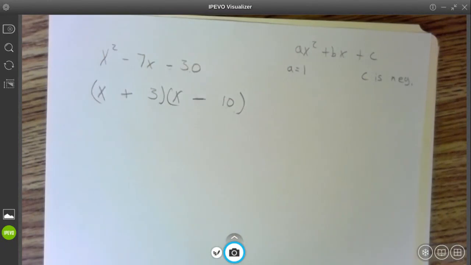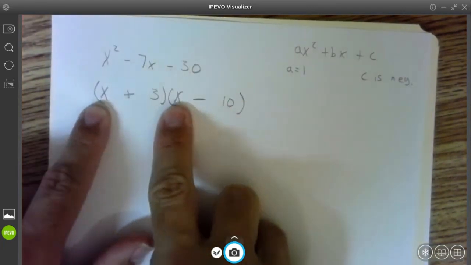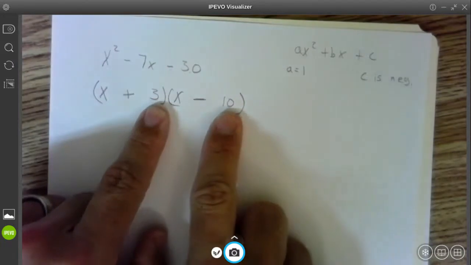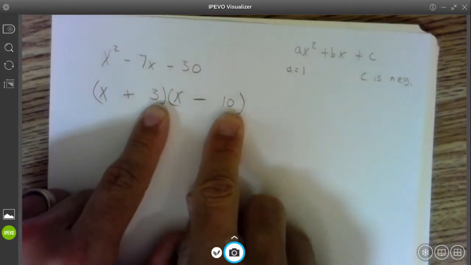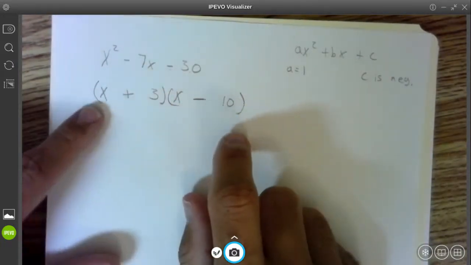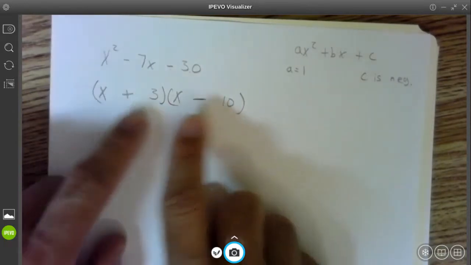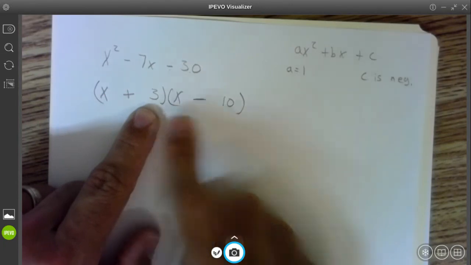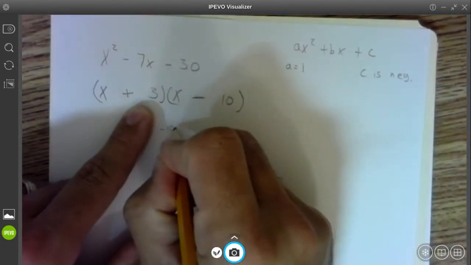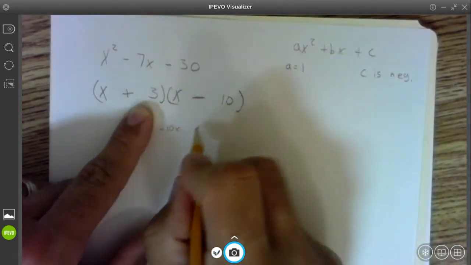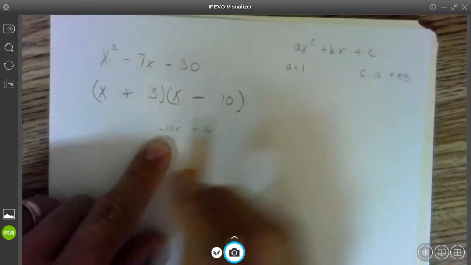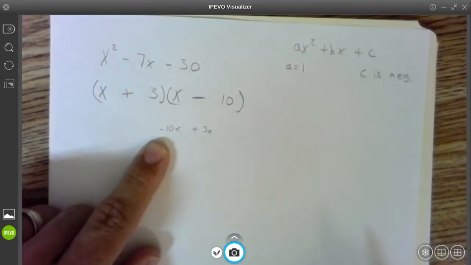So again, think about what it would look like if you multiplied this thing back out to get this original. That's your x squared. 3 and negative 10, that's your negative 30. Now to get the negative 7, we get that from doing negative 10 times x and positive 3 times x. Negative 10x and positive 3x. That's where the negative 7x comes from in the middle.